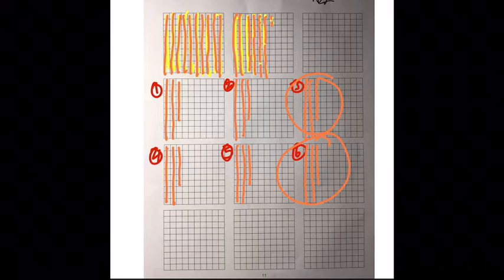2 tenths and 7 hundredths. So we have 27 hundredths, or if you counted them each individually, you would have 27 hundredths meters.